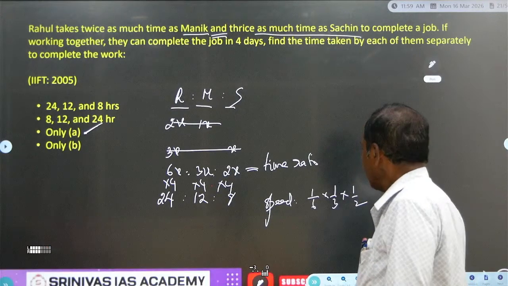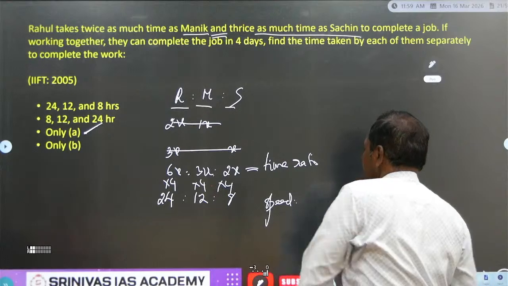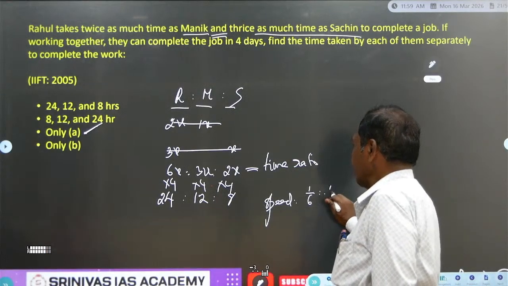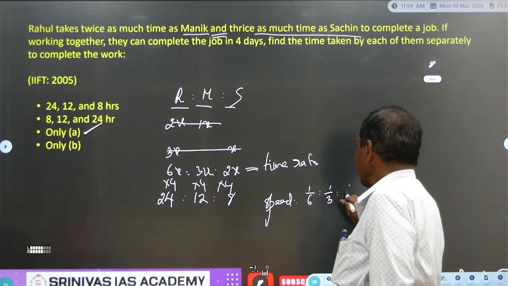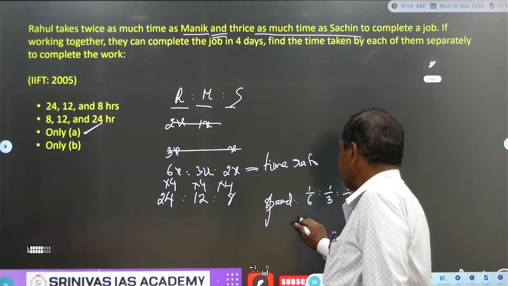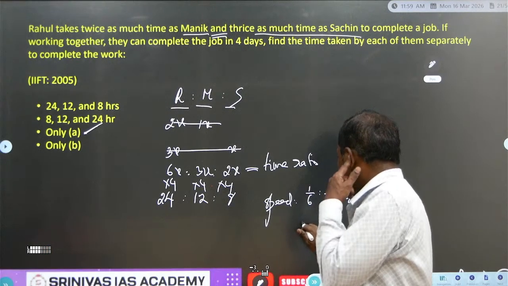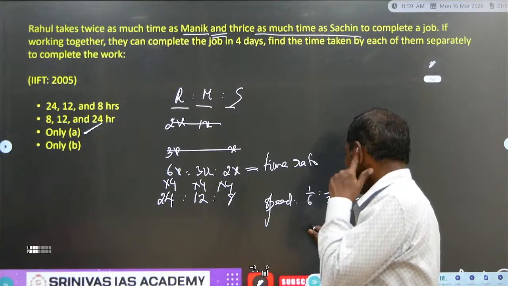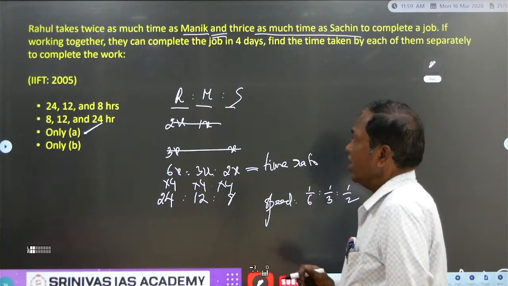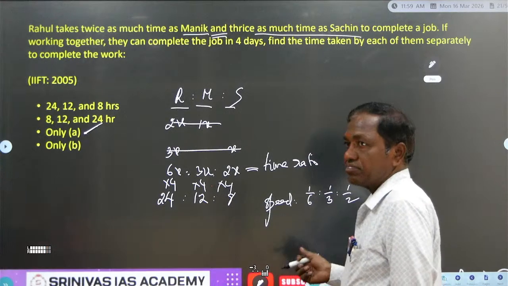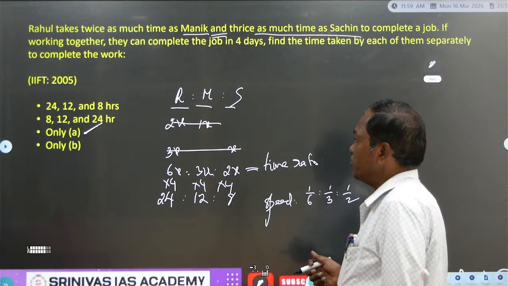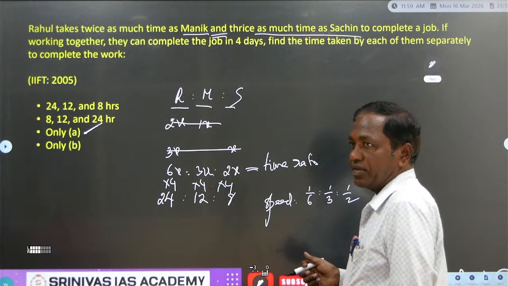So the speed ratios are 1 by 6 : 1 by 3 : 1 by 2. What is the LCM? 6. So the total is given as 4 days. If we convert to hours, it is 96 hours, because the answer is in hours. So 4 days becomes 96 hours, 24 hours per day.